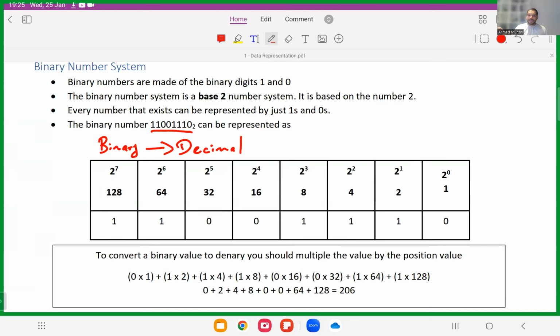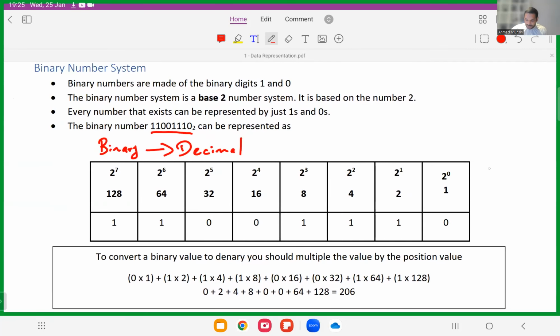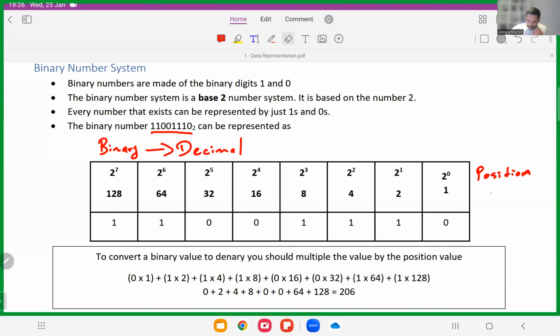And what we do is we give it, if you remember, what we call position values. So we give it position values. When we start from the right end, we start with 2 to the power of 0. I do hope you remember why I took 2.